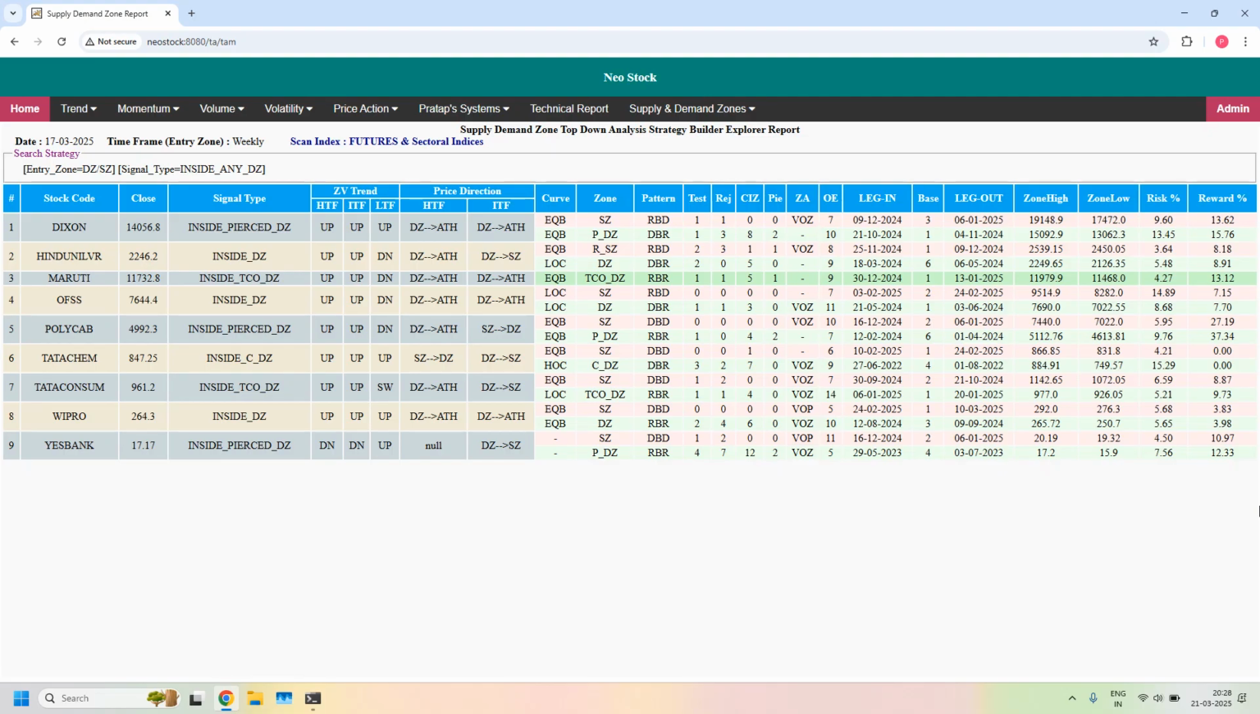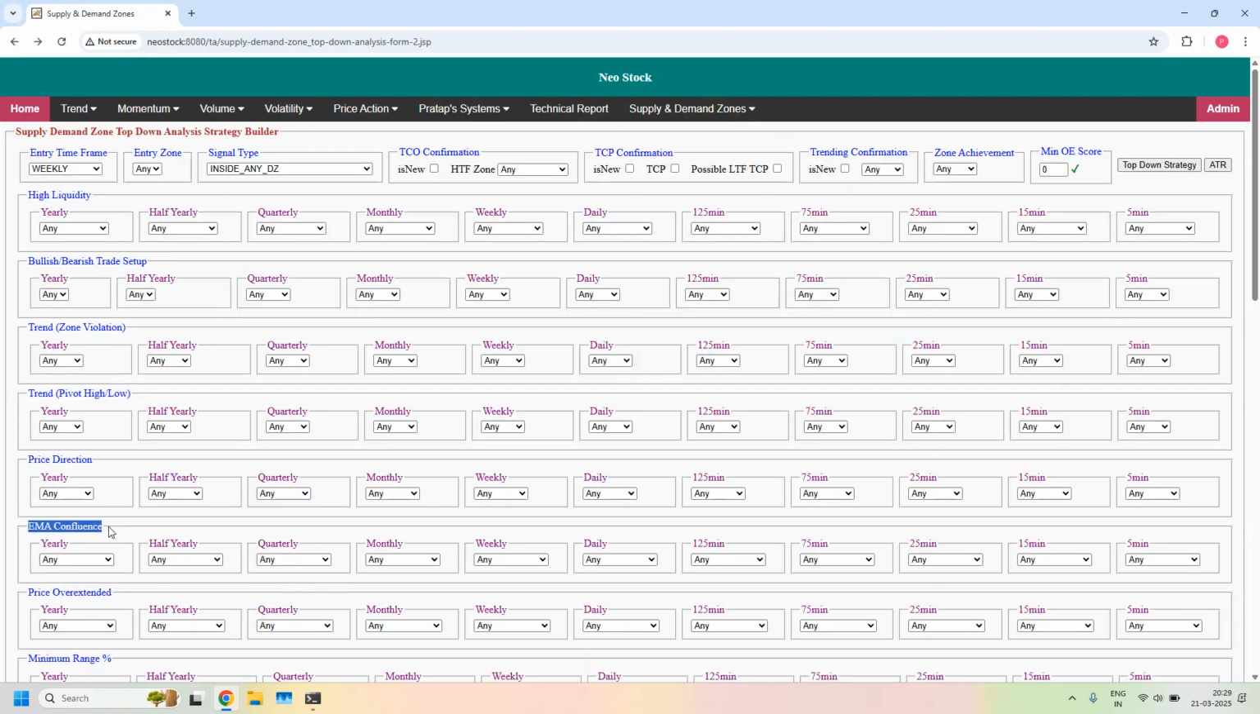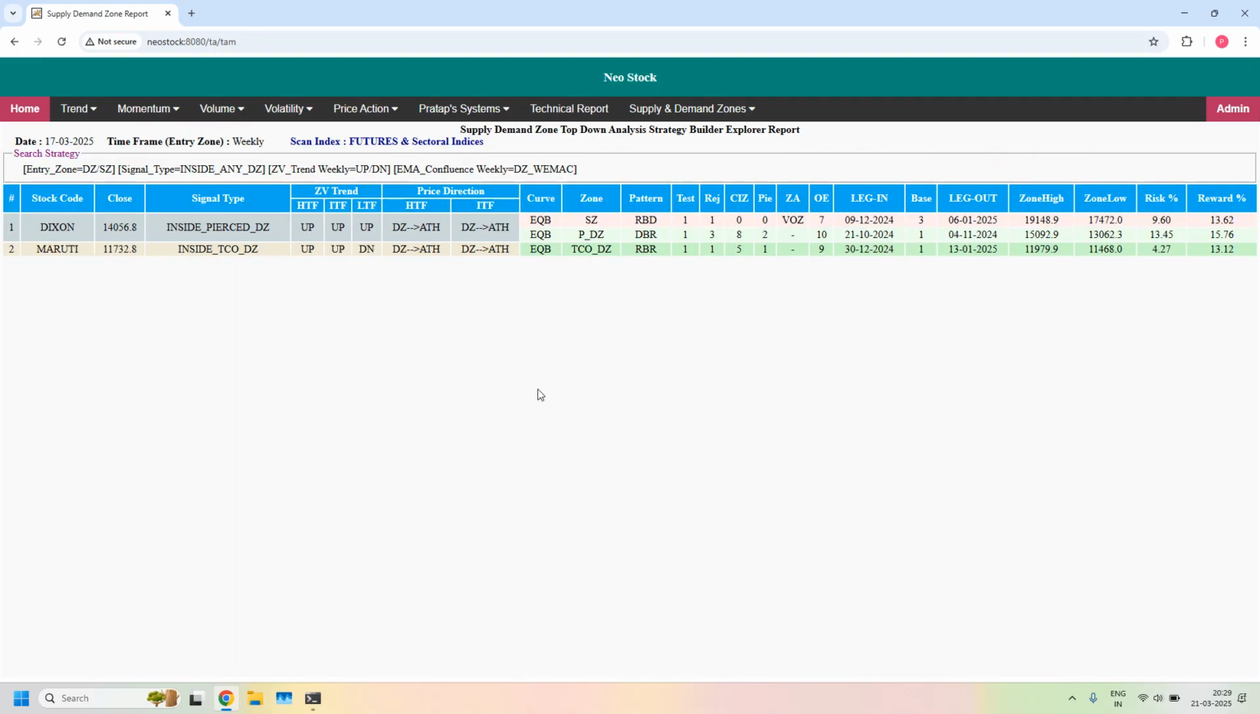Out of these 9, how many weekly demand zones are having weekly EMA Confluence? Let us filter. In the EMA Confluence at weekly time frame, I am selecting the filter weekly demand zone having weekly EMA Confluence, and at the same time trend on the weekly should not be sideways, it can be up or down. So with these filters we got 2 stocks. So these 2 weekly demand zones are having weekly EMA Confluence and current price closed inside these weekly demand zones, and also both these weekly demand zones are pierced demand zones.